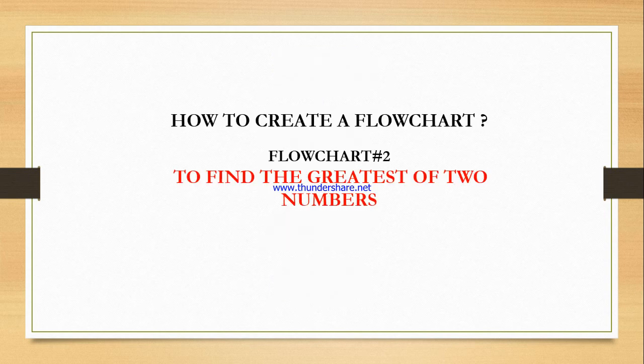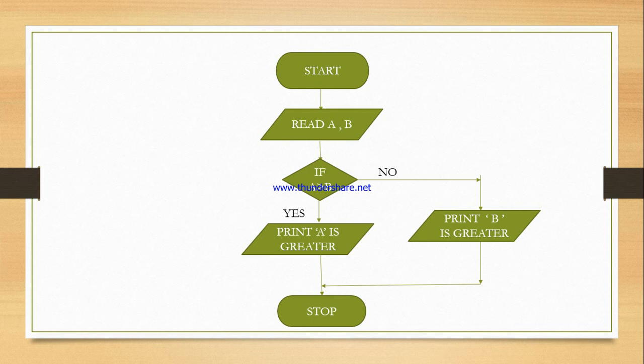Next flowchart is to find the greatest of two numbers. In this flowchart we will be finding the greatest of the two numbers. Two numbers will be given to you and you have to find the greatest of those two numbers. So let's see how. Okay, in this flowchart we are going to find the greater of the two numbers. First is your start button, written the same way.